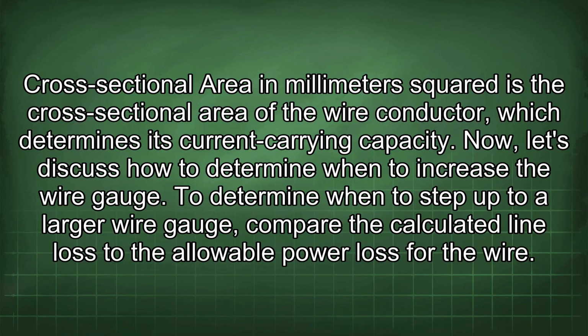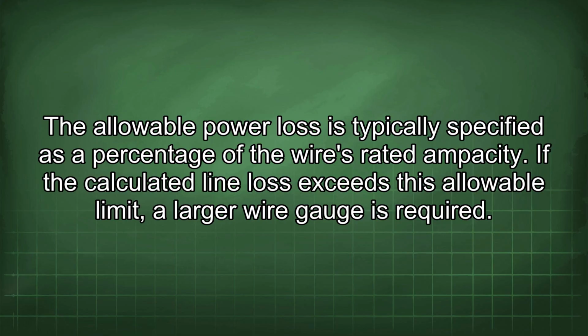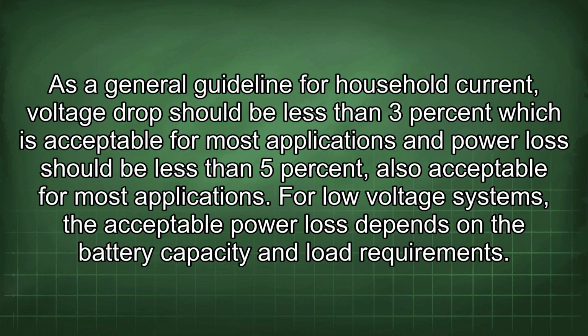Now let's discuss how to determine when to increase the wire gauge. To determine when to step up to a larger wire gauge, compare the calculated line loss to the allowable power loss for the wire. The allowable power loss is typically specified as a percentage of the wire's rated ampacity. If the calculated line loss exceeds this allowable limit, a larger wire gauge is required. As a general guideline for household current, voltage drop should be less than 3%, which is acceptable for most applications, and power loss should be less than 5%, also acceptable for most applications.